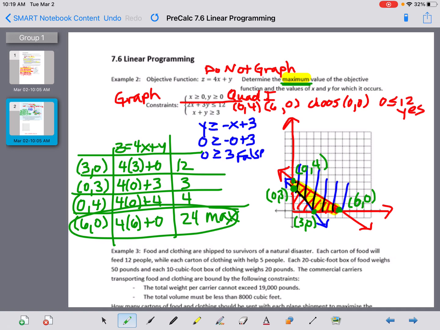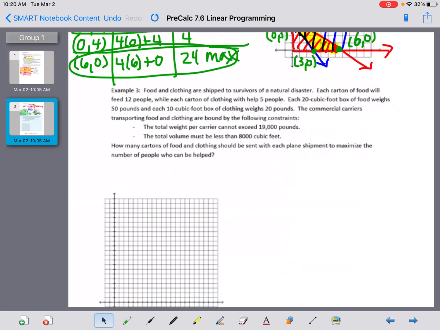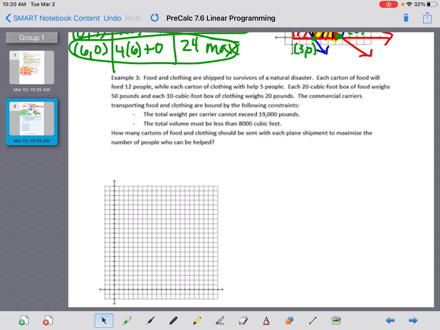Next step, I'm taking a step up. We're going to do everything, objective function, constraints, everything. We're going to put this more in a real-world problem, okay? So in example 3, and really this is where we're going with all of this, is how can we apply it to the real world, right?